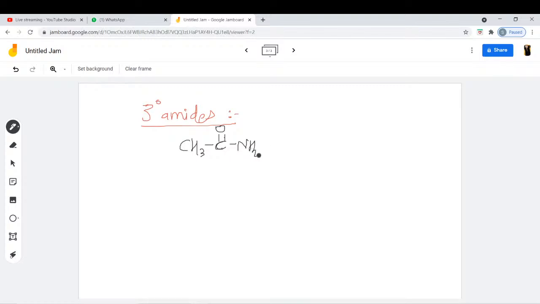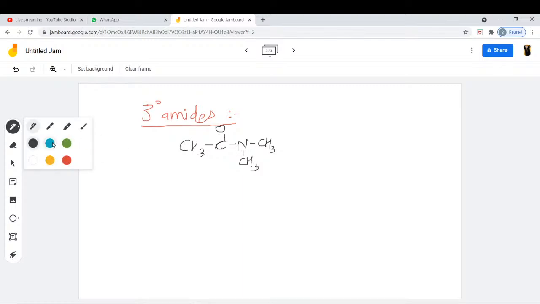In the primary amide we are not going to replace these hydrogens. In the secondary amide we replace one hydrogen, but in the tertiary amide we replace both of these two hydrogens. So I'm going to remove these two hydrogens and add two alkyl groups, one and second. Two alkyl groups. So try to give its name.